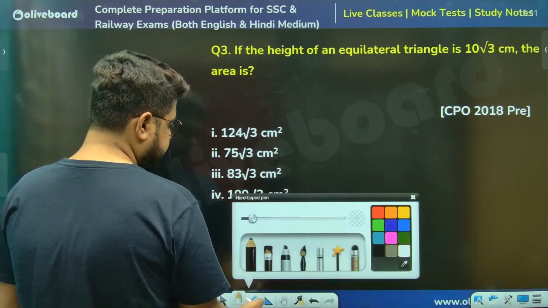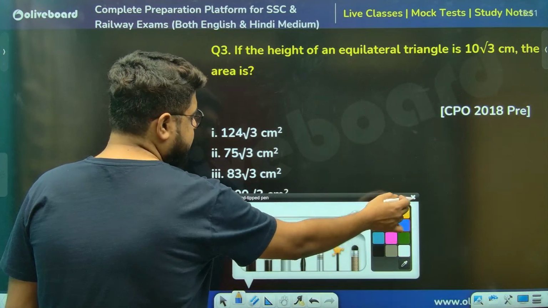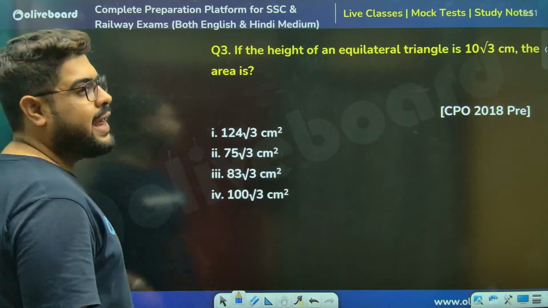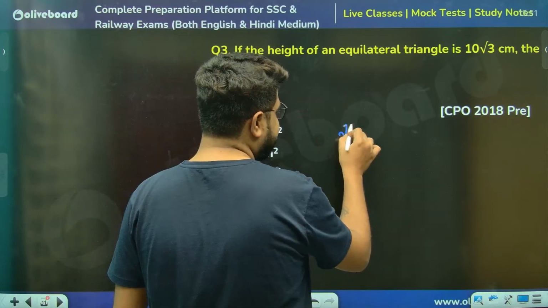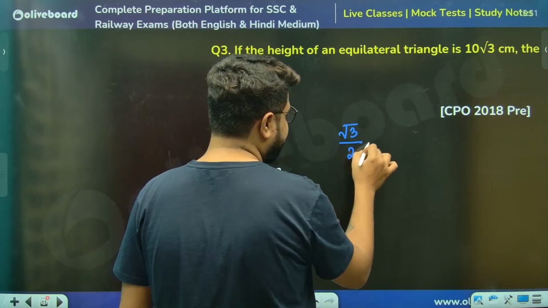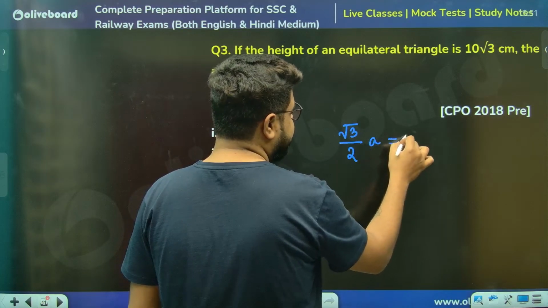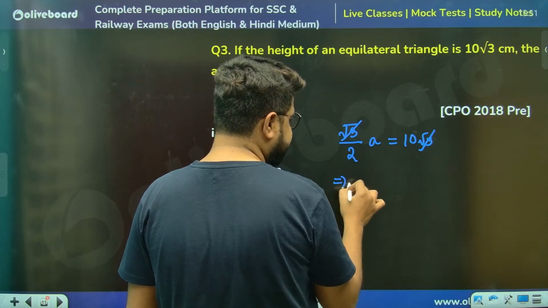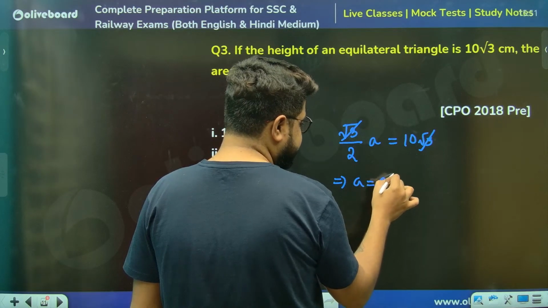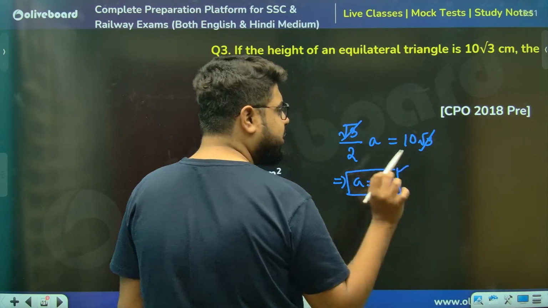Sir, one simple question. Height is given, area is asked, equilateral triangle. Height is root 3 by 2 into a, and that is 10 root 3. Simple, but again, this type is not very common. They ask this very often.